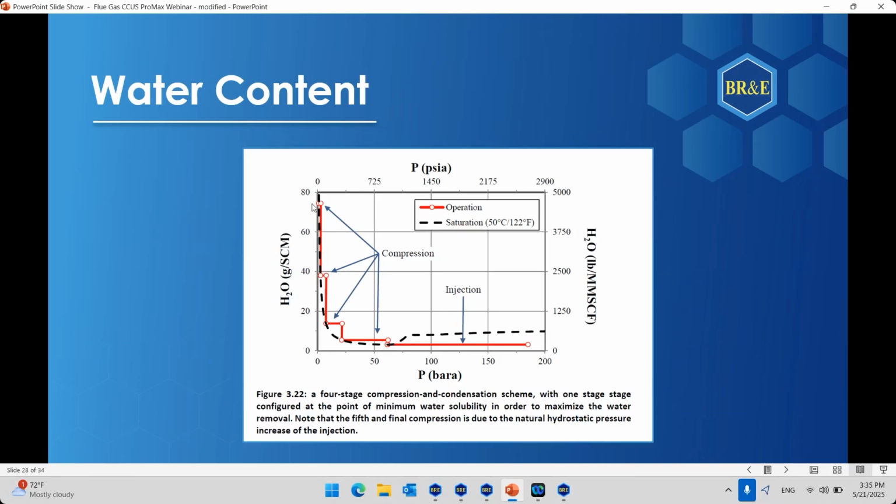Now for the water content, you're trying to design the unit such that the last compression stage is at the minimum of the water content, so that you remove the water naturally as much as possible.